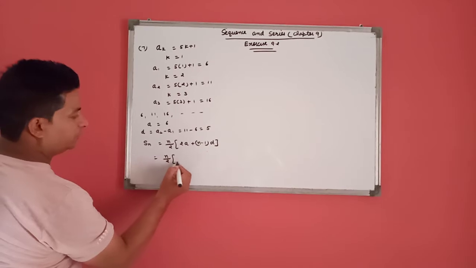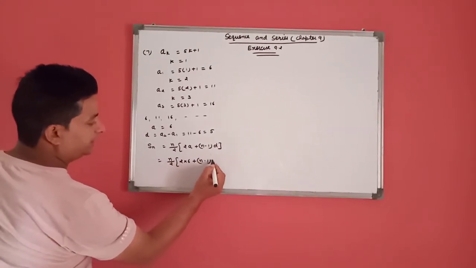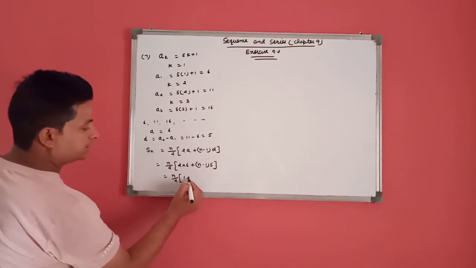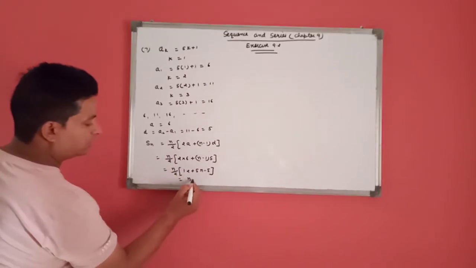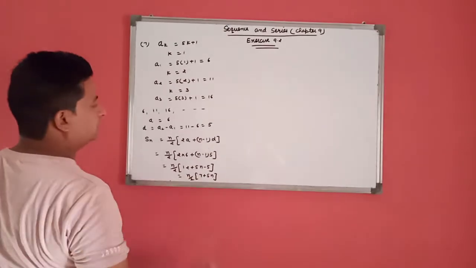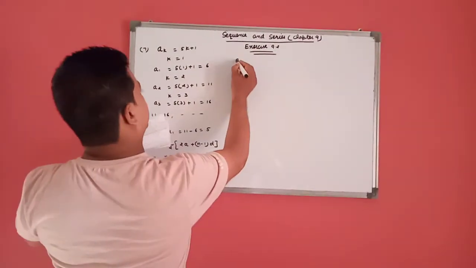Put the value of a first, that is 6. Then the value of d, 5. So the answer is 12 plus 5n minus 5. When we solve this we get 7 plus 5n. This is the sum of the first n terms of the AP.